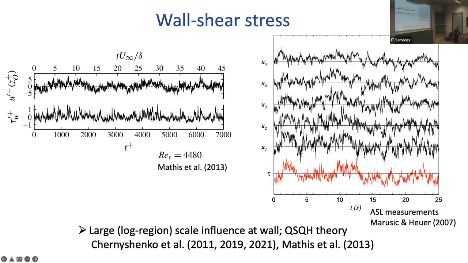In fact, if you go to high Reynolds numbers, so this is the atmospheric surface layer, you think you don't need to do any filtering. It's very clear. These are all in the log layer. This is at the wall. And you can see, again, that signal looks very much like that signal, at least for the low frequency components.